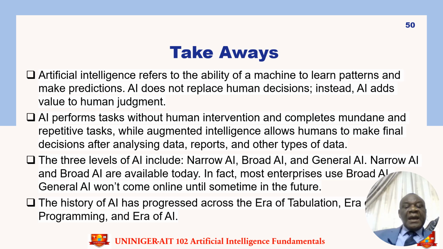Two, AI performs tasks without human intervention and completes mundane and repetitive tasks, while augmented intelligence allows humans to make final decisions after analyzing data, reports, or other types of data. There are three levels of AI: narrow AI, broad AI, and general AI. Narrow AI and broad AI are available today. In fact, most enterprises use broad AI. General AI won't come online until sometime in the future.